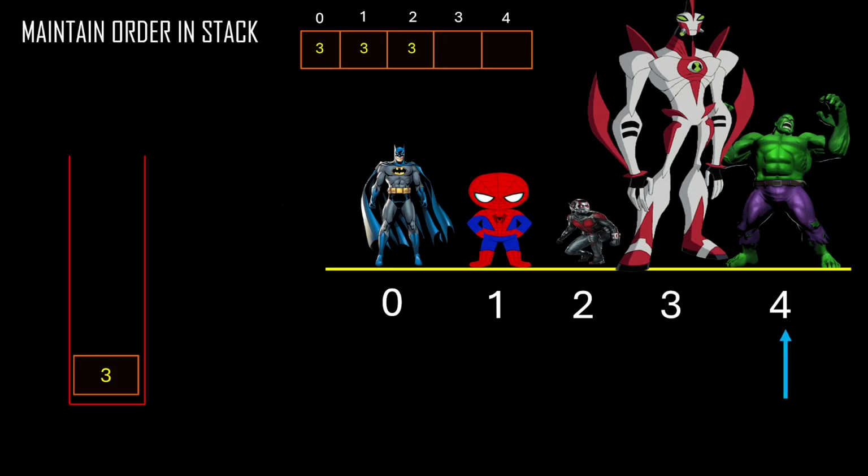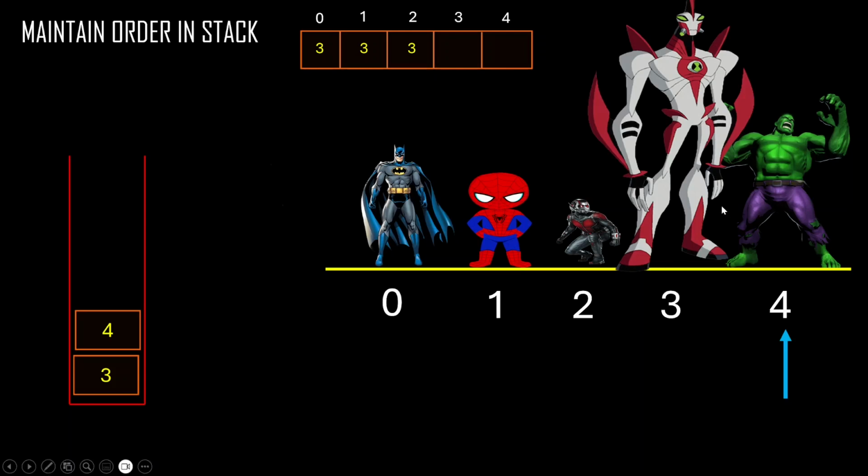Obviously, Hulk is at the end, and he doesn't have any persons after him. It's going to be 0, but let's just follow the procedure. So we are going to compare Hulk with the top of the stack. The top of the stack is higher than Hulk, so we just need to push him. That's it. Our elements are done. So whatever elements are remaining in the stack mean that there are no greater elements after them.